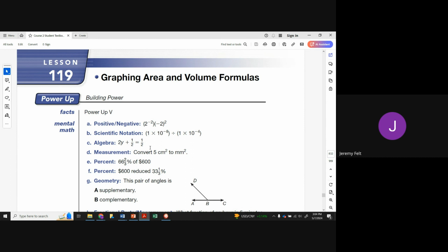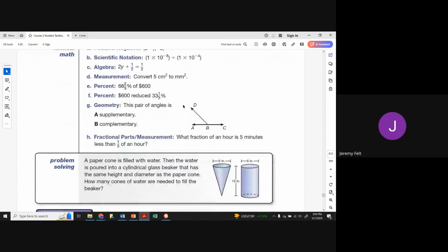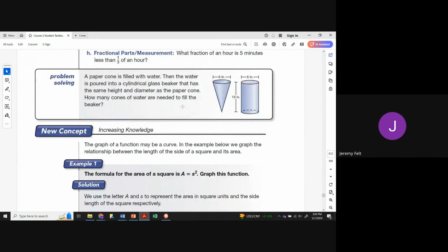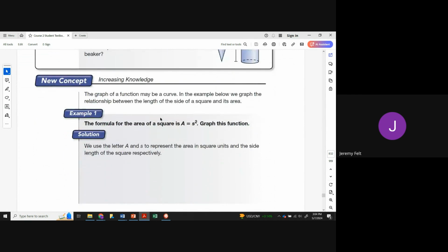Lesson 119, we're graphing area and volume formulas. So again, we've worked with area and volume formulas all year. They're on your reference sheet, but how would we go about graphing those? So for this, the formula for the area of a square, area equals side times side, or we could simplify that by saying side squared.